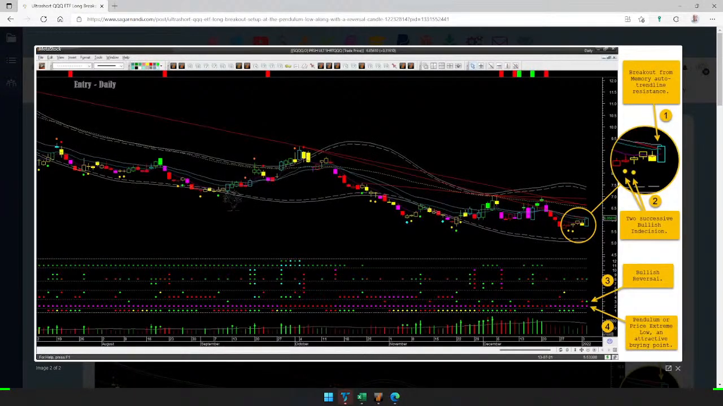And this was the breakout setup. We can see from the magnified chart here on the right, the candle color turned bullish from neutral and it broke above the trendline resistance. On top of that, it created a bullish reversal at pendulum low. All were bullish signals and an attractive, lucrative buying opportunity because it was at pendulum low.